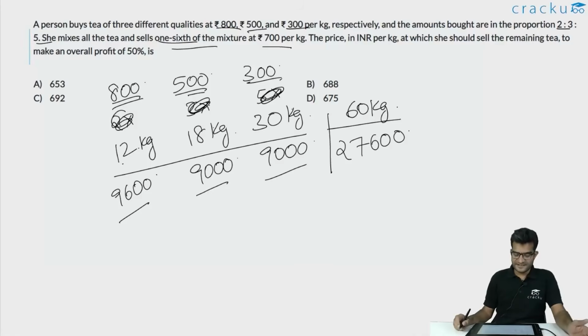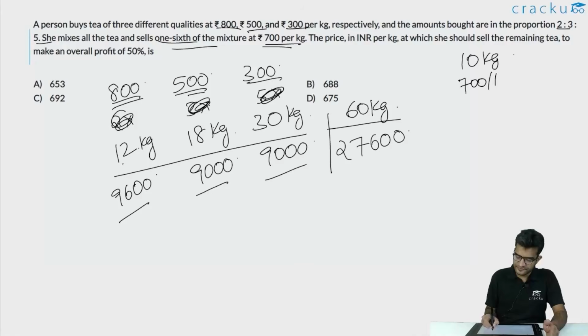Now out of this, 1/6 he sold at 70 per kg. What is 1/6 of 60 kg? That is 10 kg, and he sold this for rupees 700 per kg. So the total money that he made will be 7000.